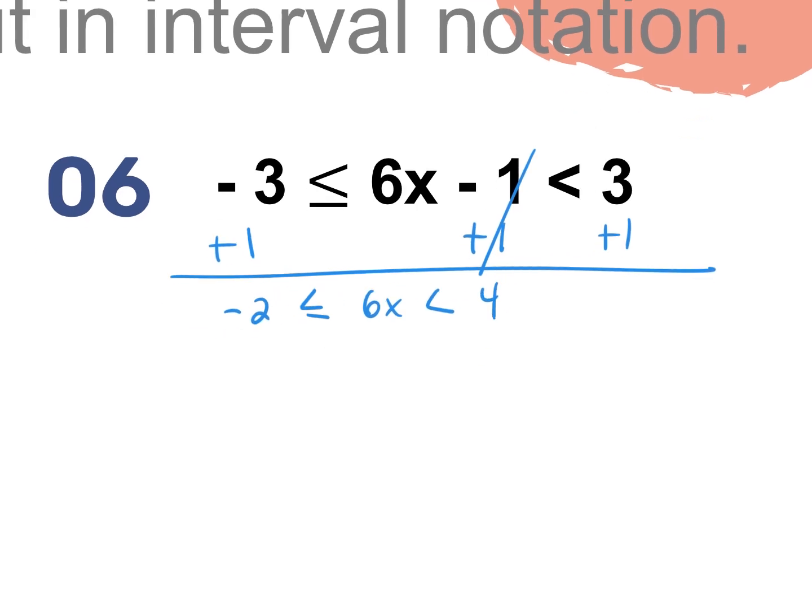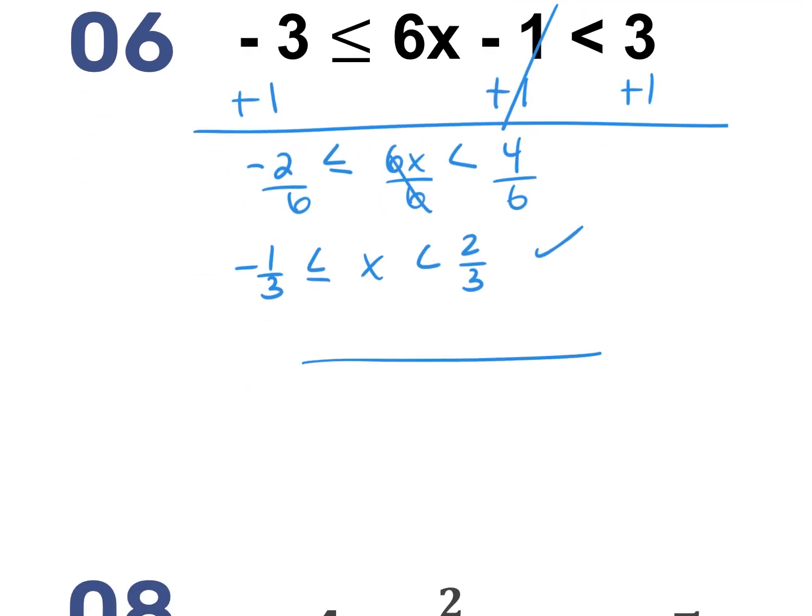Okay, now I want x all by itself. So what am I going to do? Divide everything by 6. Perfect. Good job, guys. So this becomes negative 1/3 less than or equal to x, and then what? Less than 2/3. Okay, there's our inequality statement. Perfect. So let's graph it. In regards to 0, negative 1/3 is to the left and 2/3 is to the right, correct? What are the dots?